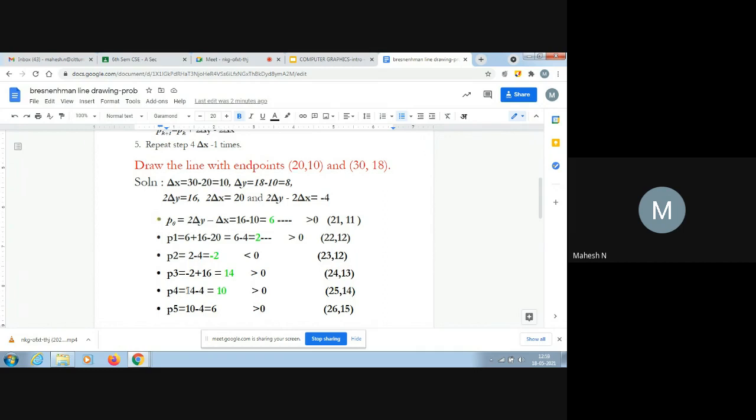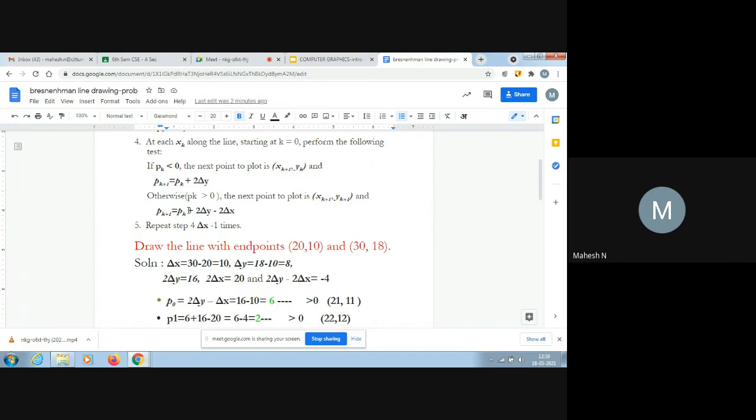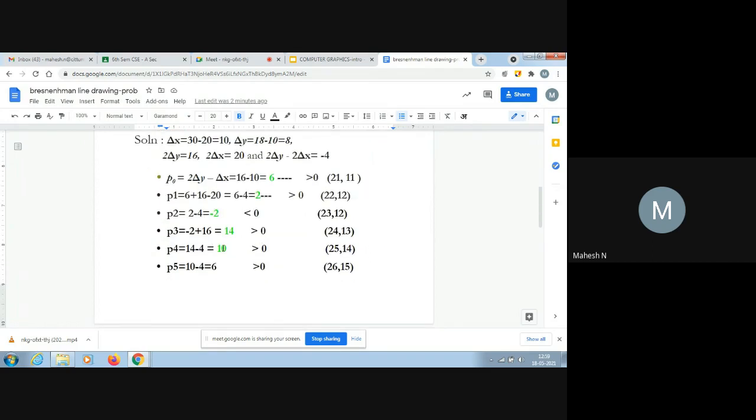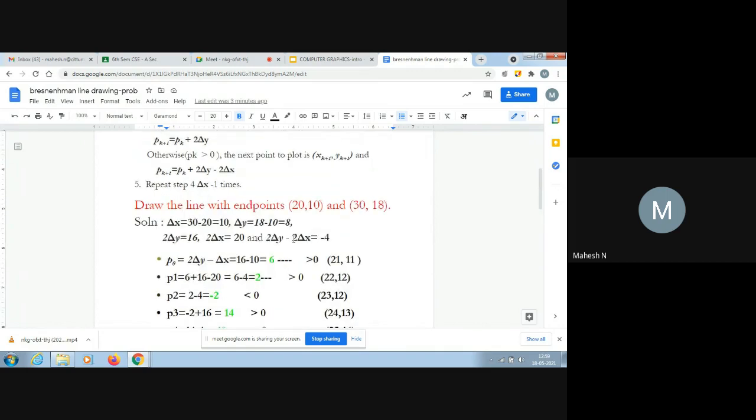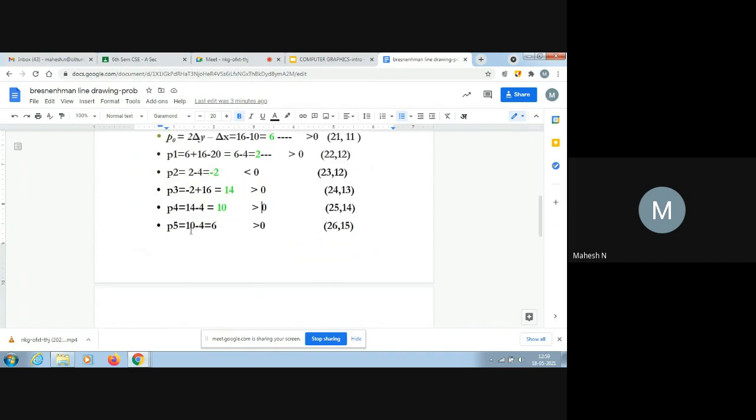Fine. And again for the next vertex, I will use pk plus 1 is equal to pk plus 2dy minus 2dx. That is 10, right? So 10 minus 4. 2dy minus 2dx I have already calculated, it is minus 4. So old pk was 10 plus minus 4, 10 minus 4, it is 6. Again it is positive. Again I will increment both x and y, right? Like this, we have incremented both x and y.